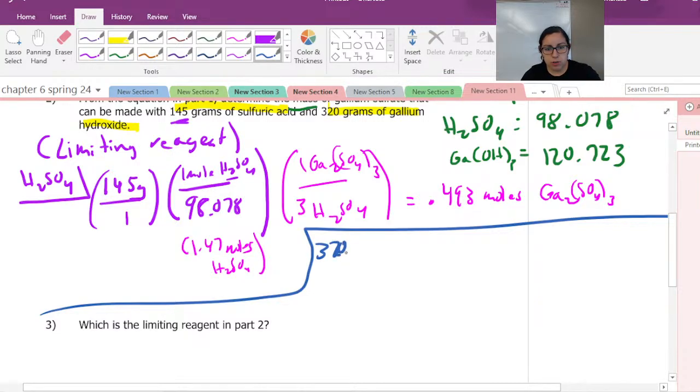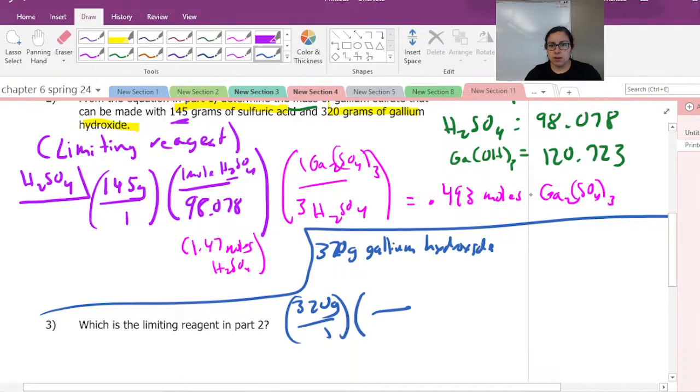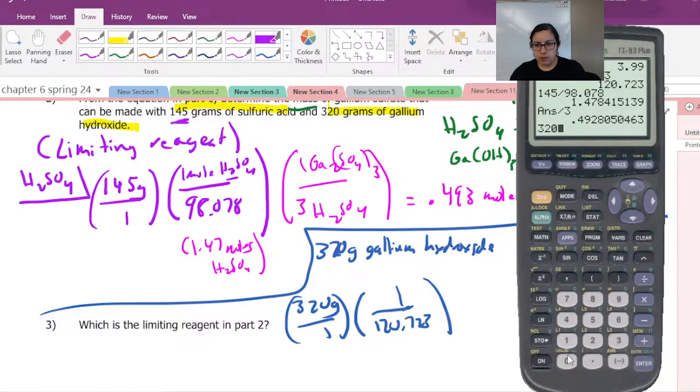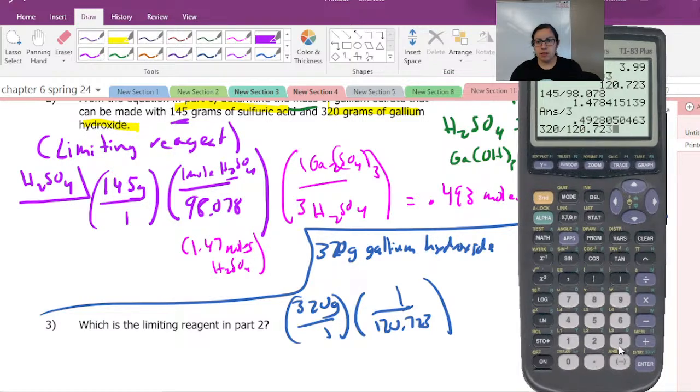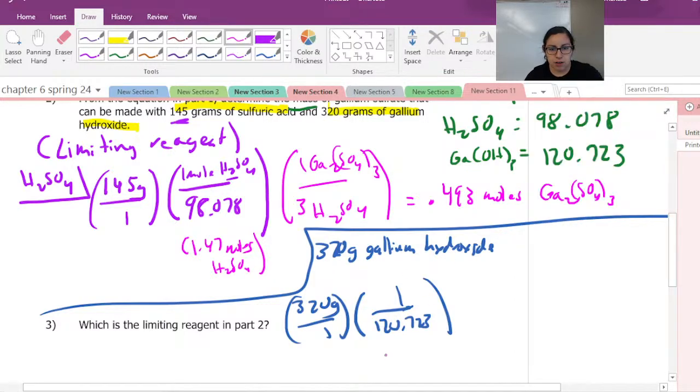So with our 320 grams of gallium hydroxide, let's try that again. Same process: we're converting 320 grams to moles, so dividing by our molecular weight. It could help to punch that in. Divided by 120.723. So then we have 2.65 moles of gallium hydroxide.